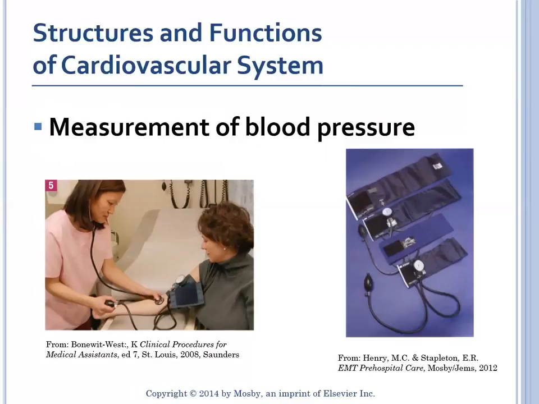The sphygmomanometer consists of an inflatable cuff and a pressure gauge. The blood pressure is measured by auscultating for sounds of turbulent blood flow through a compressed artery. These are termed Korotkoff sounds. The brachial artery is the recommended site for taking a blood pressure.